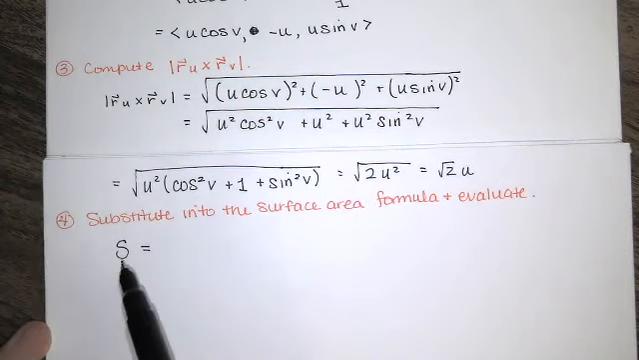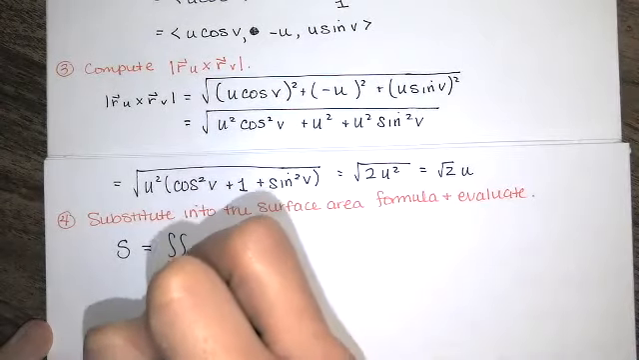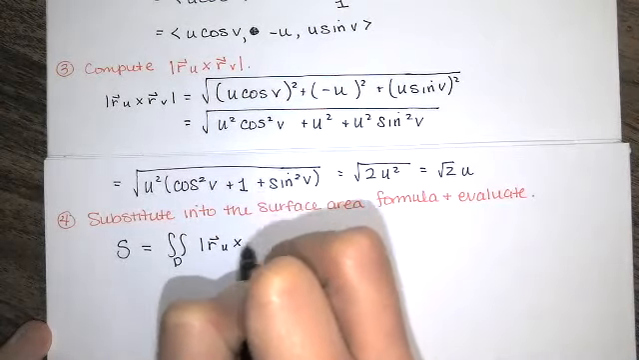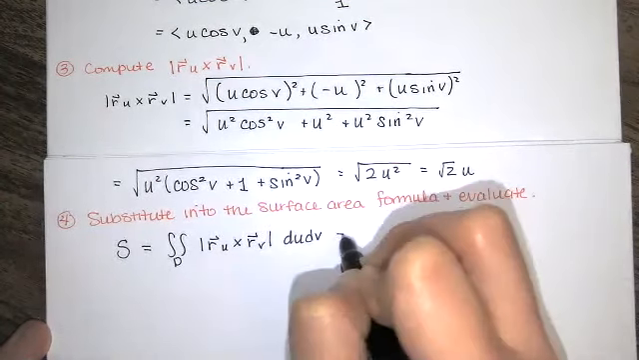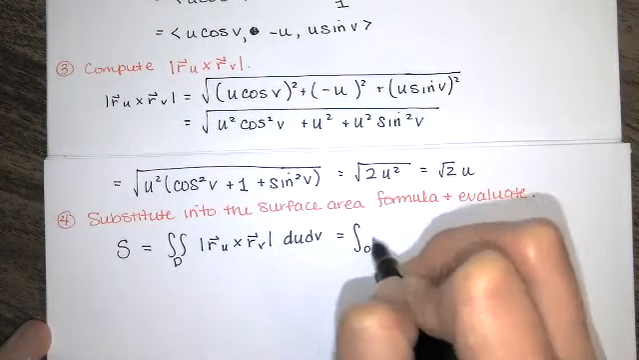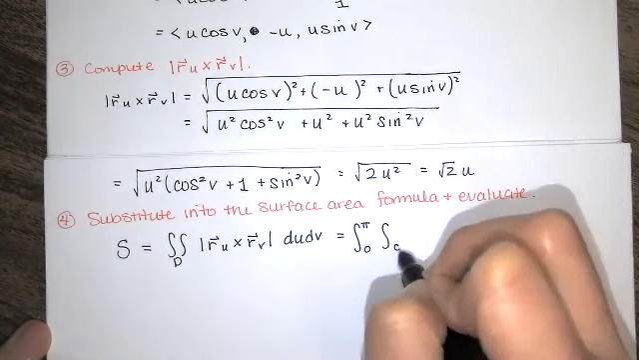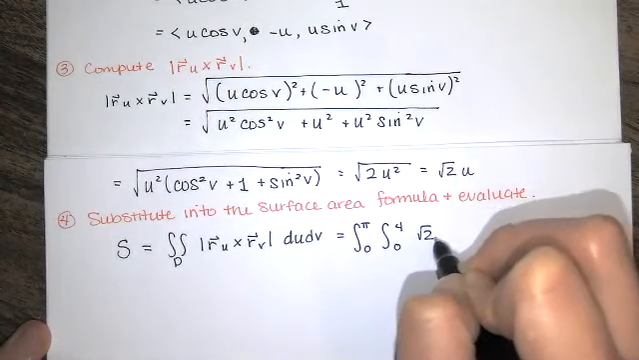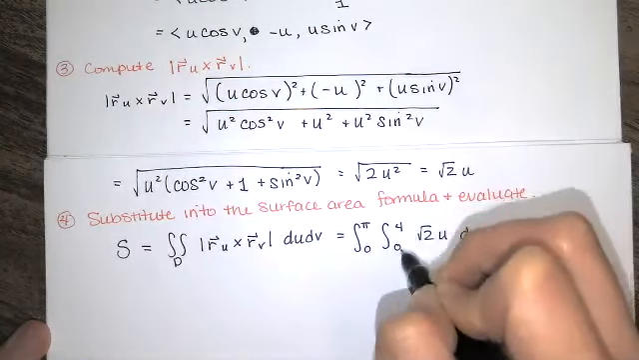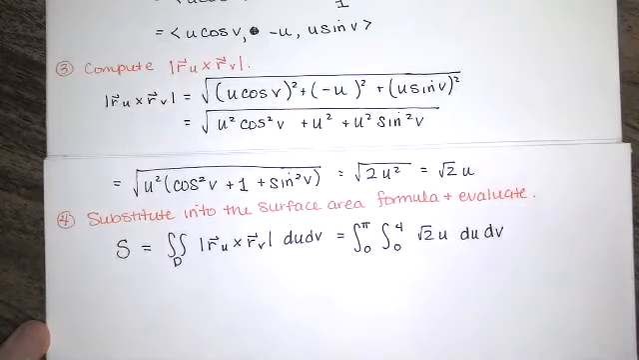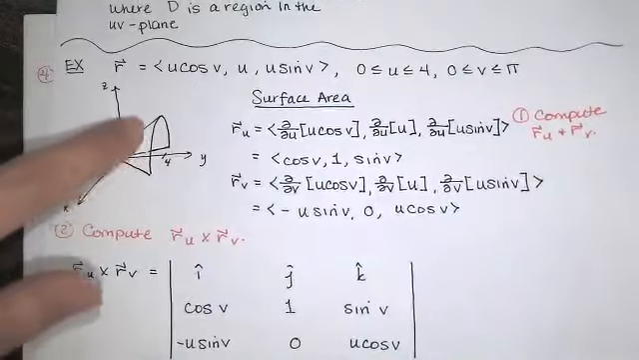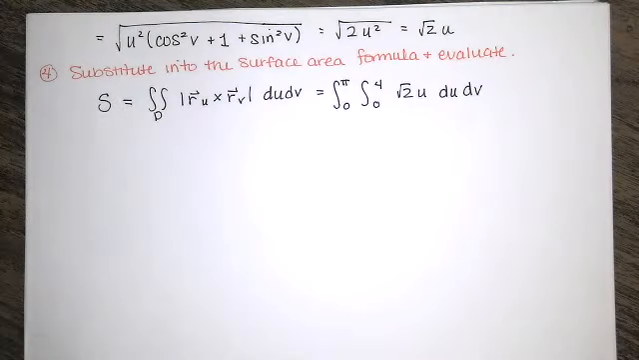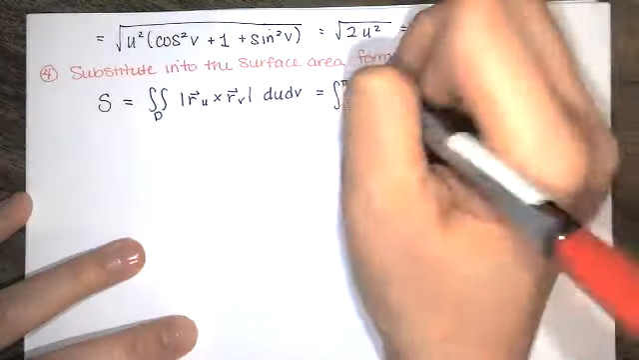So the surface area S is equal to the double integral over D of the magnitude of that cross product times du dv or dv du, either one is fine. And we're integrating from 0 to pi and 0 to 4. We've got the square root of 2 times u. These are bounds for u, so we integrate with respect to u first, then v. You could also do it the other way around because they're just constant bounds. And that's going to give you the surface area of this little piece that we found earlier. So we start on the inside and we work our way out.